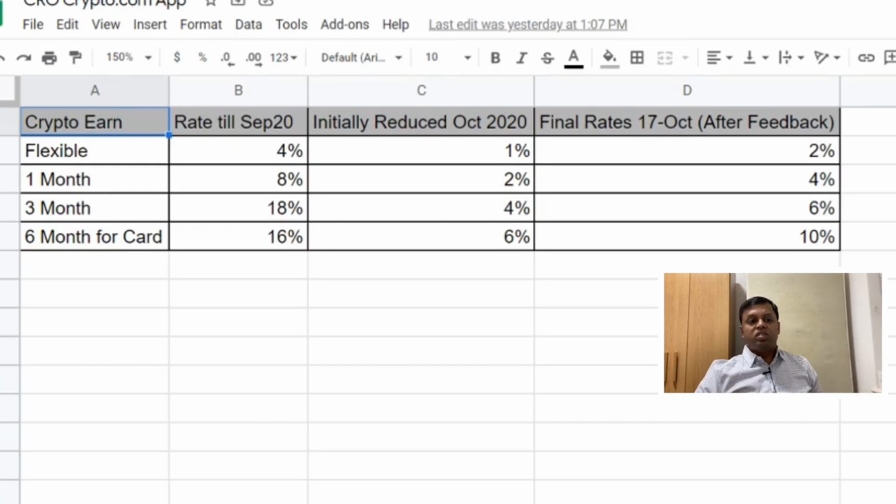So I think this is more sustainable, but it was a big change for people who are used to getting 16% and 18%. 10% by no means is small for a country like UK or Europe, because like I said, the bank interest rates are only 1%. So 10% is still a lot higher than what the banks offer, but it's still not enough when compared in the mindset to the offer that they had before.